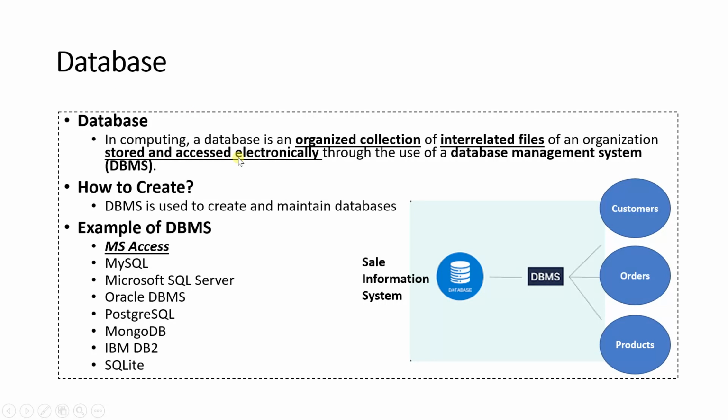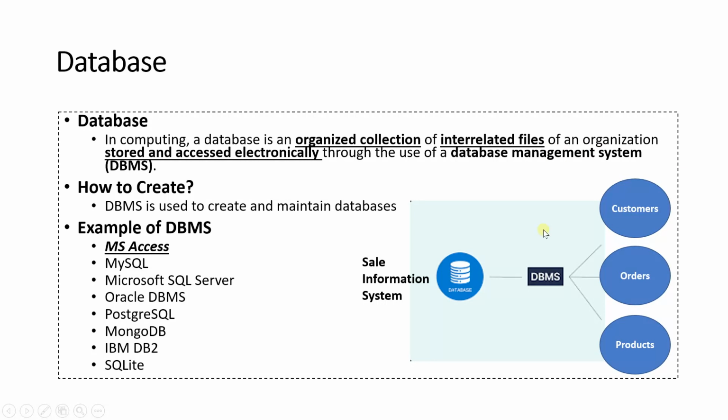First, we have to understand what a database is. A database is an organized collection of interrelated files, data, or information of an organization, which can be stored and accessed electronically with the help of a database management system. So we call it a database.